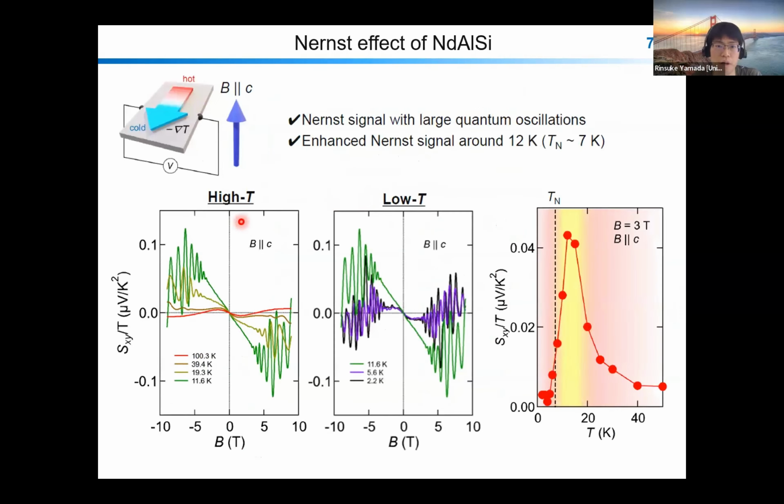Here I'm showing the raw data of the Nernst effect of neodymium aluminum silicide at high temperature and low temperature. When we decrease the temperature below 100 Kelvin, the Nernst effect is enhanced down to 12 Kelvin. However, if we further lower the temperature, the Nernst effect decreases down to 2 Kelvin. On the right, I summarize the temperature dependence of the Nernst effect at 3 Tesla, and we found that the Nernst effect is enhanced just above the Néel temperature, maximizing around 12 Kelvin. From here, I'd like to discuss the origin of this enhancement of the Nernst effect.